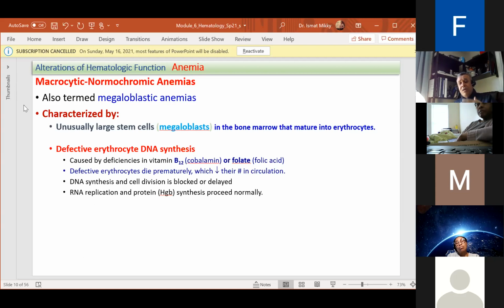So we know that the lifespan for the RBCs, the erythrocytes, is how many days? The lifespan for the red blood cells is 120. 120 days, yes. So that's the lifespan for RBCs, 120 days. So defective erythrocytes die prematurely, in less than 120 days. And we have other mechanisms, but the first two are the most common mechanisms.